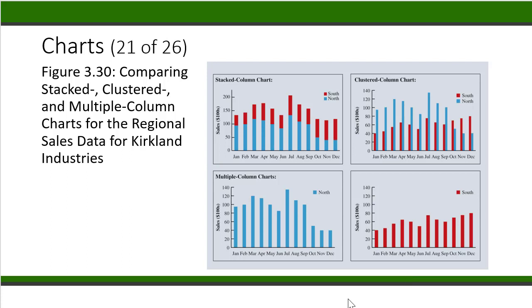So here we have examples of the different types of stacked, clustered, and multiple column charts for that regional sales data. This is the one we just looked at. Now we have a clustered column chart, and then we have just the column chart for the north, column chart for the south. Sometimes when you're presenting data, it might be easier or better for the reader to see multiple graphs, even though you might have to make them smaller. So to me, the clustered column chart shows that really significant comparison as we get to October, the south is increasing and the north is decreasing.